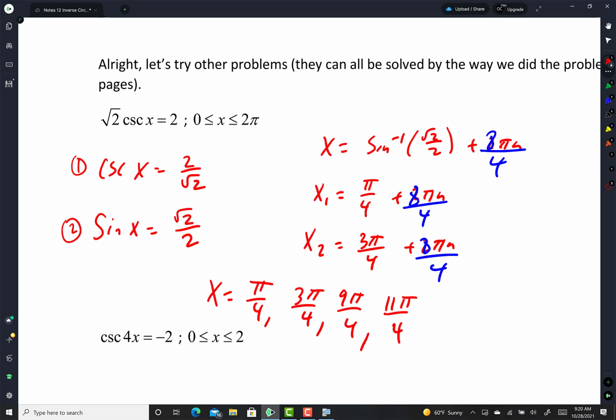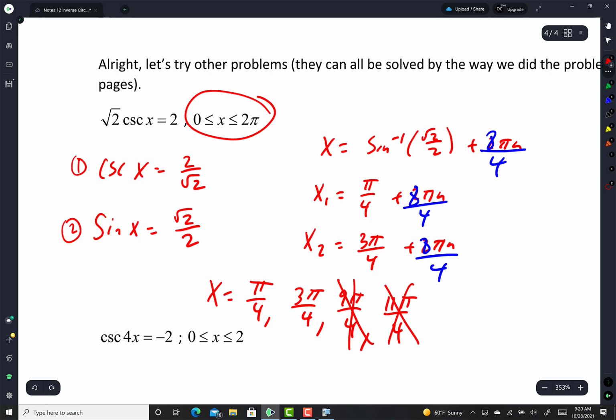Wait, no. Actually, we were looking between 0 and 2 pi. So, sorry. That's fine. I apologize, guys. Don't get mad. I'm like, man, you're making me learn more. I didn't see the domain. Sorry for making us work more.